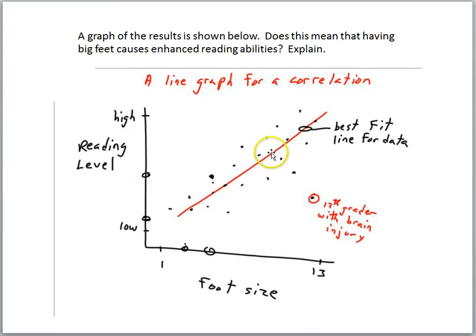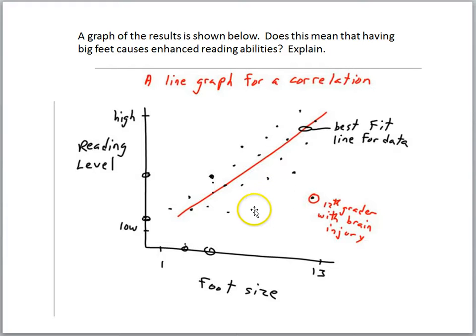Now notice the pattern of the dots kind of makes a line. And so we've drawn a line kind of showing the general trend of the dots. We call that the best fit line for the data. Notice the line doesn't go through all the data points, but it captures the trend of the data points. And this linear relationship here establishes that there is, in fact, a regular relationship between foot size and reading level. There is a correlation.